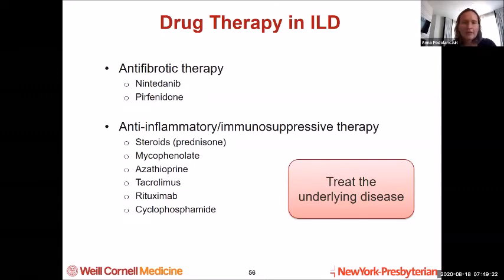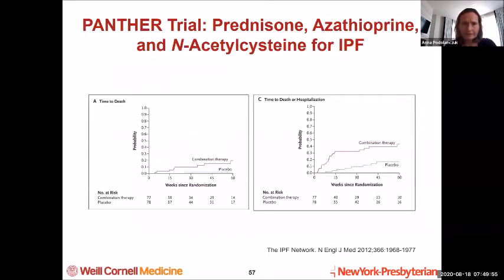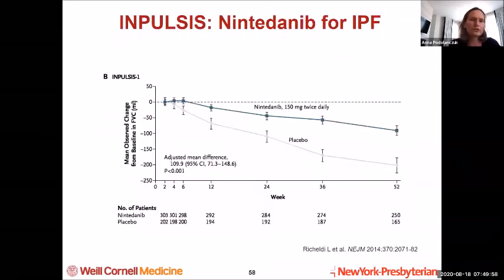inflammatory conditions. But then there's also a whole host of other drugs that we use. And the point here is to really, again, try to make a specific diagnosis of a specific ILD and to treat that underlying disease. Because if a patient has underlying connective tissue disease, you're going to try and treat that underlying connective tissue disease, and you're going to treat them very differently than if they have IPF or idiopathic pulmonary fibrosis. So it's so important to try and make a specific diagnosis because the treatments are vastly different. There are a few cornerstone trials.